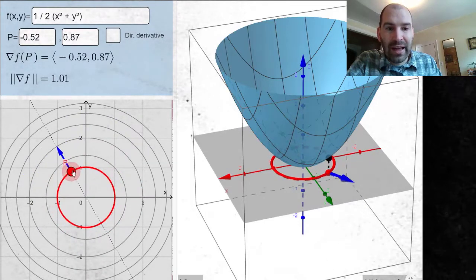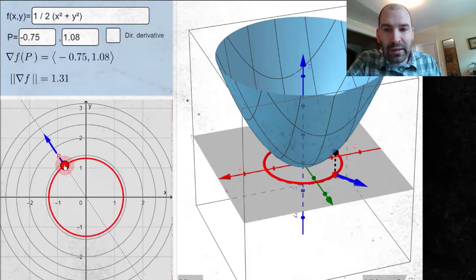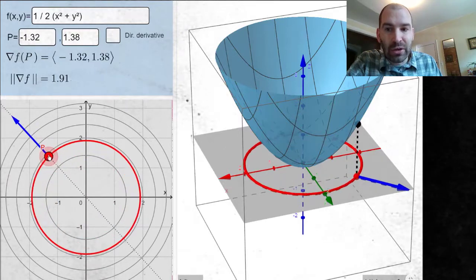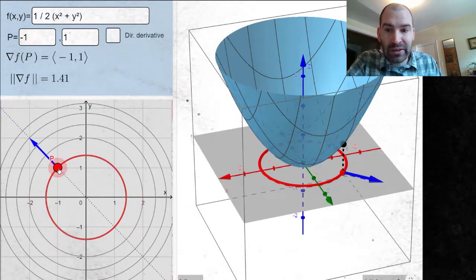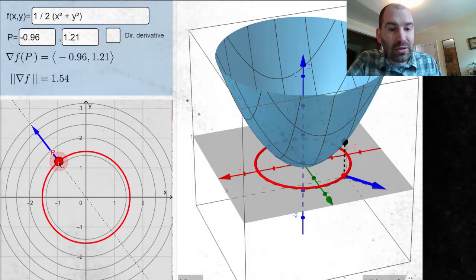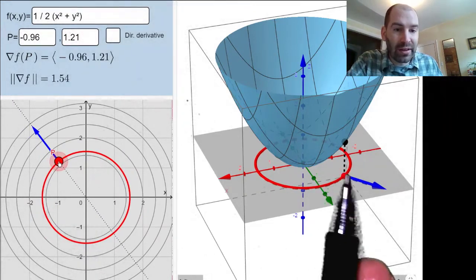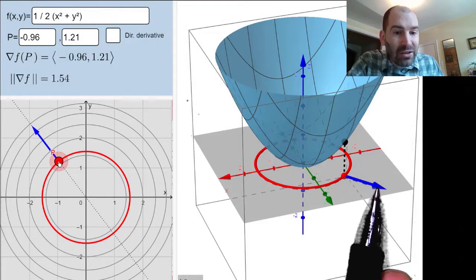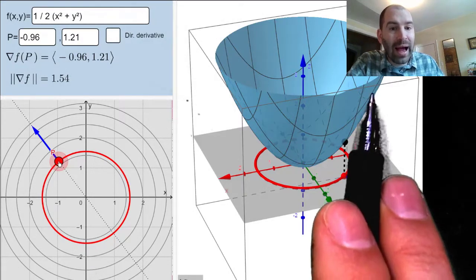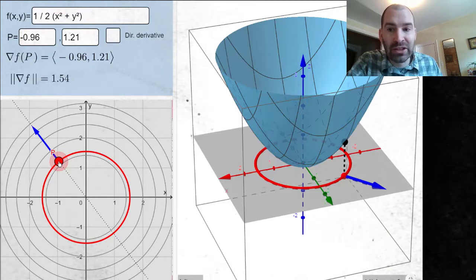So we see that. And actually, notice that the length of the gradient vector grows. Notice the blue vector is getting bigger as I go to steeper parts of the curve. So not only is the gradient vector pointing in the uphill direction, the magnitude of the gradient vector has something to do with how steep the curve actually is.